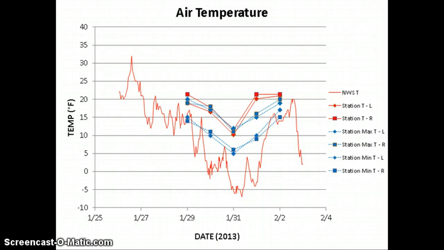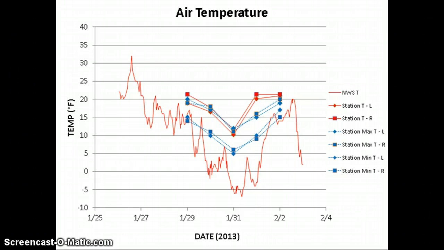On January 30th, I recorded the max temperature at 17 degrees and the low temperature at 10 degrees with an average temperature of 13.5. This recording was taken at 1 p.m. It was semi-cloudy outside with no precipitation.